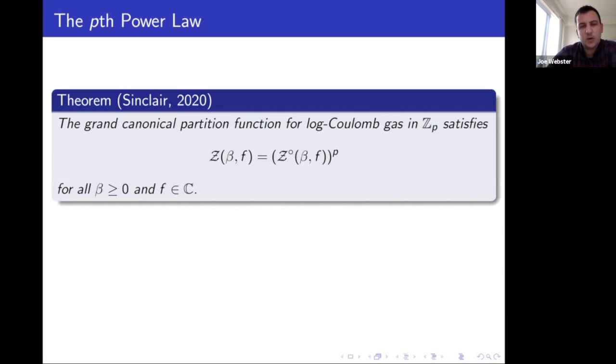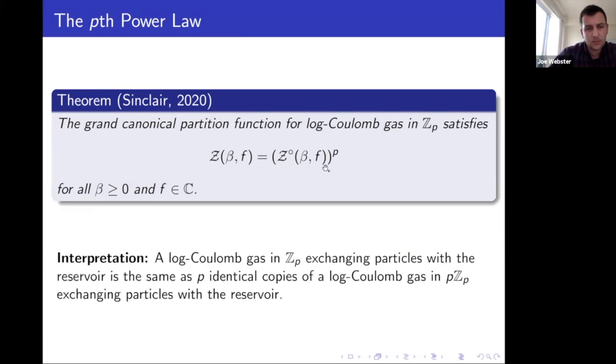And the reason that that makes perfect intuitive sense is ZP is really just p disjoint copies of things that look just like pZP, namely it and its cosets. So this is kind of unsurprising if you think about how ZP decomposes. Again, this is kind of what I was just saying. The log Coulomb gas in ZP can be thought of as p systems, so one in each of the cosets of pZP, that are working together. So that is kind of how I think of this equation.